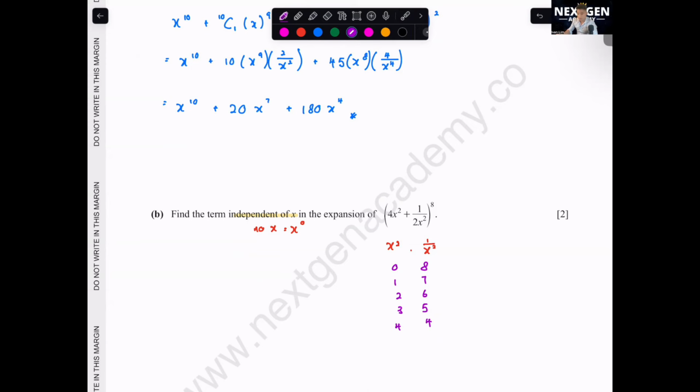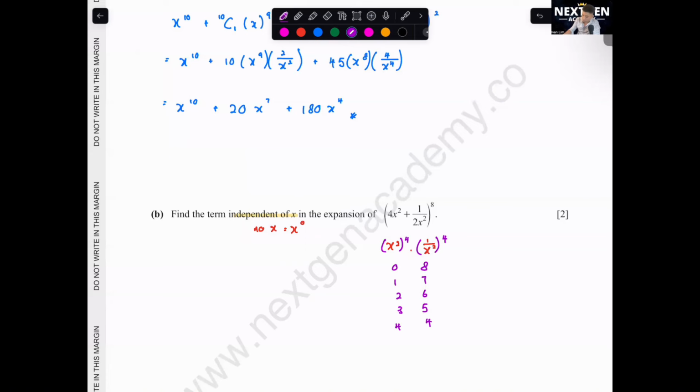You write down all the possible combinations, but this one is quite easy because the power is already the same. So you just need to put it as x squared to the power 4 and 1 over x squared to the power 4, because x squared to the power 4 will be x to the power 8, and 1 over x squared to the power 4 is 1 over x to the power 8.